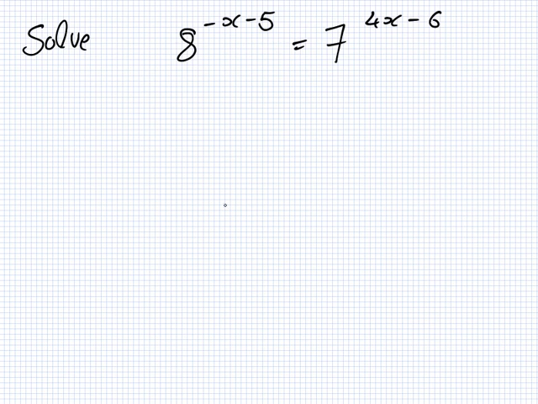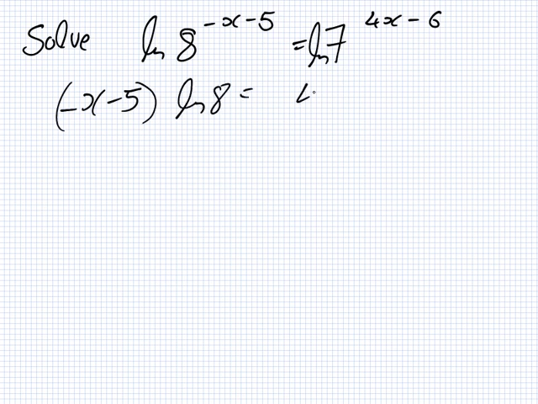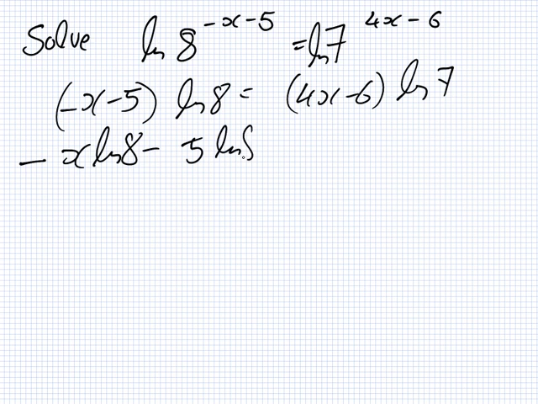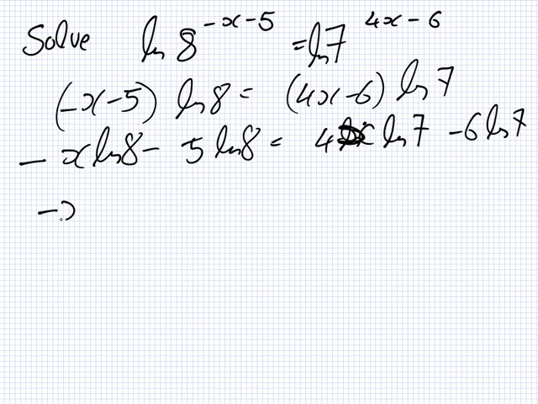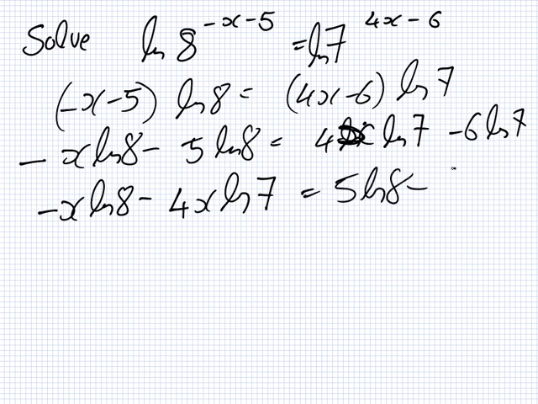Let's have a look. So just like previously, log on both sides. So log here and log here. I get minus x minus 5 log 8 equals 4x minus 6 log 7. Okay, so that's minus x log 8 minus 5 log 8 equals 4x log 7 minus 6 log 7. Okay. Minus x log 8 minus 4x log 7 equals 5 log 8 minus 6 log 7.